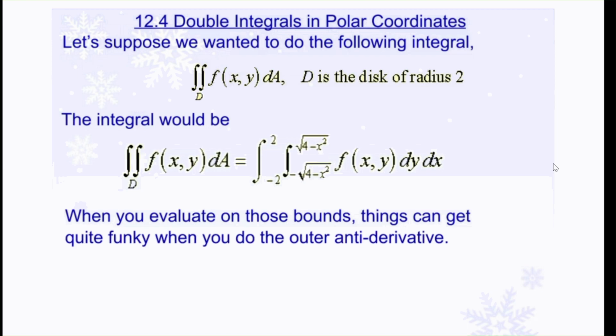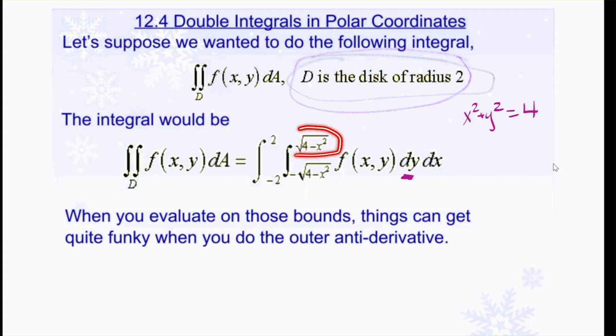We are looking at integrating over a disk of radius 2. If we consider a disk of radius 2, we know the equation for that is x squared plus y squared equals 4. And then if I'm going to integrate with respect to y first in this integral, I would have to solve for y. So my lower bound is negative the square root of 4 minus x squared, and the upper bound is the square root of 4 minus x squared.